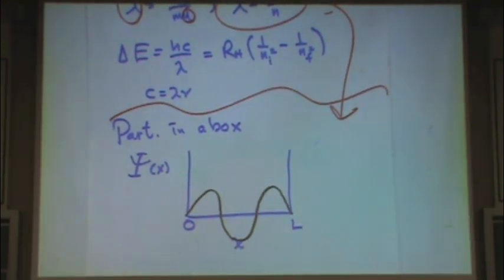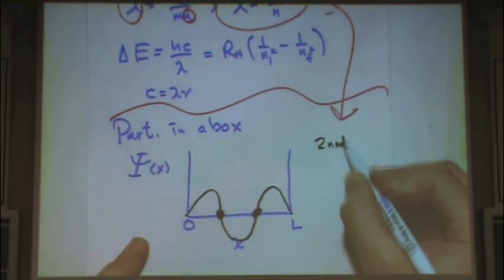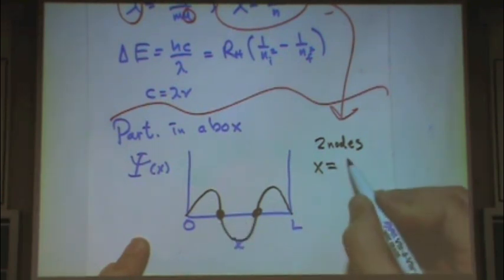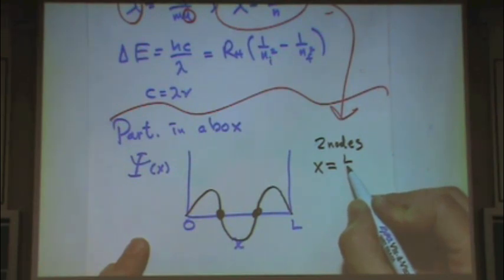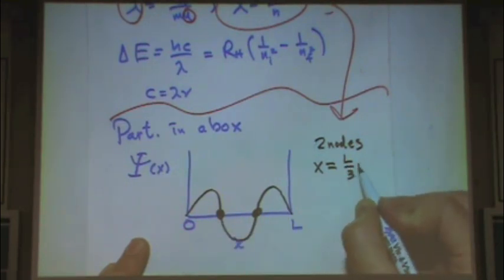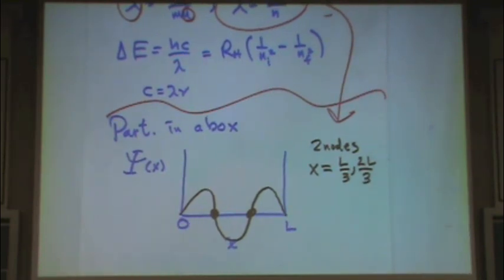So I want you to be able to tell me some pretty typical things. First of all, how many nodes do you see here? You should see 2 nodes. Right, one right here and one right here. That's 2 nodes. Okay, now the first node happens at X equals L over 3. You see how it's split in thirds? There's 3 pieces, 1, 2, 3. So it's L over 3. The second one is 2L over 3. The first one's 1/3 the way over. Second one's 2/3 the way over. 2 nodes.